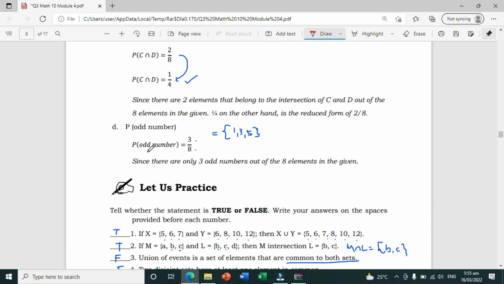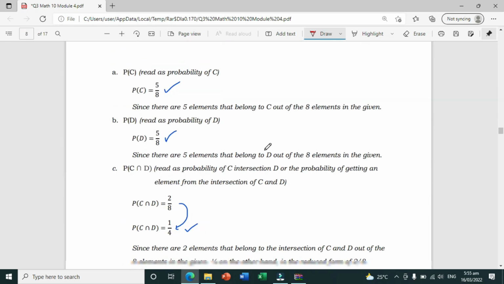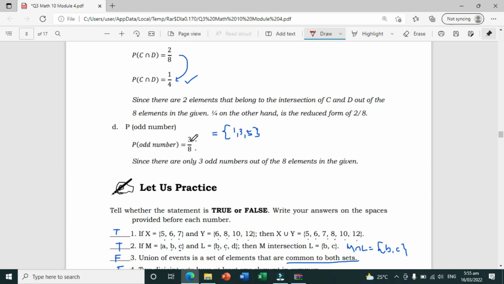The letter D, the probability na odd number. So, odd numbers. So, according dito sa ating Venn diagram, ang odd numbers are only 1, 3, and 5. So, there are 3 out of 8. Since there are only 3 odd numbers out of the 8 elements in the given.